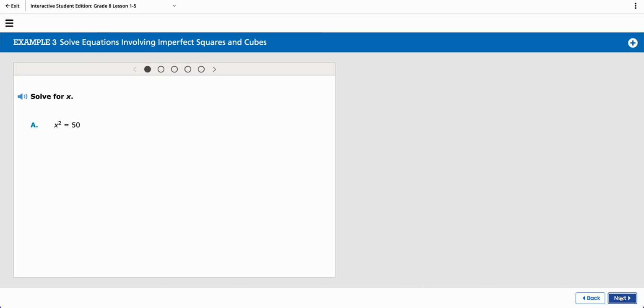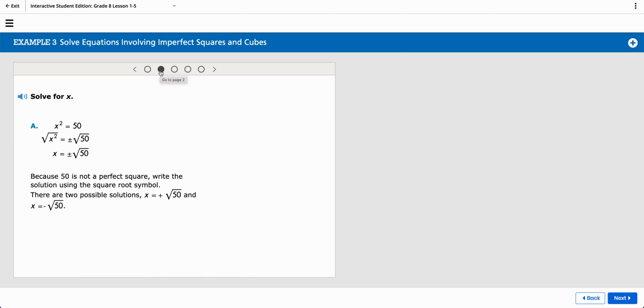Okay, solve for x, and they take us through these first couple of them. Because what do you notice about x squared here? X squared is 50. What do you notice about 50? It's not a perfect square. And so they're going to show us in the book, leave it in radical form. We're not going to change it to a decimal. We're not going to estimate it. We're going to write that our solution is either a positive or a negative square root of 50.